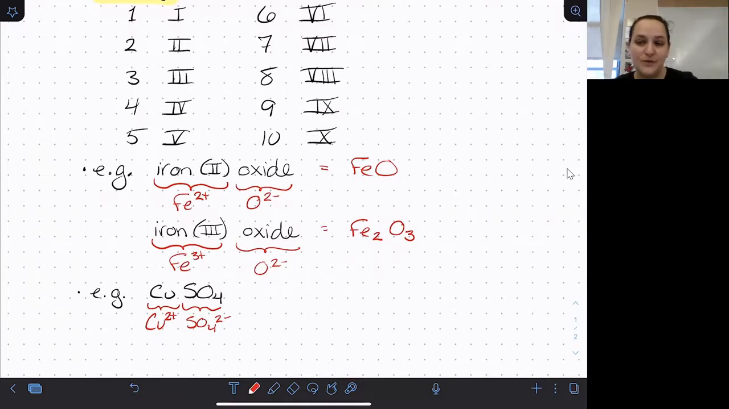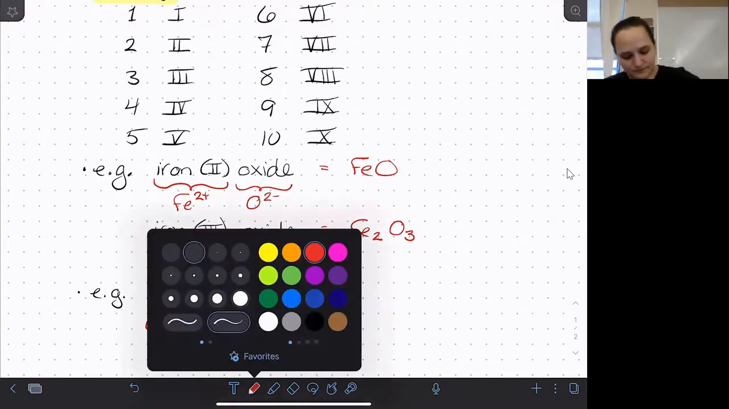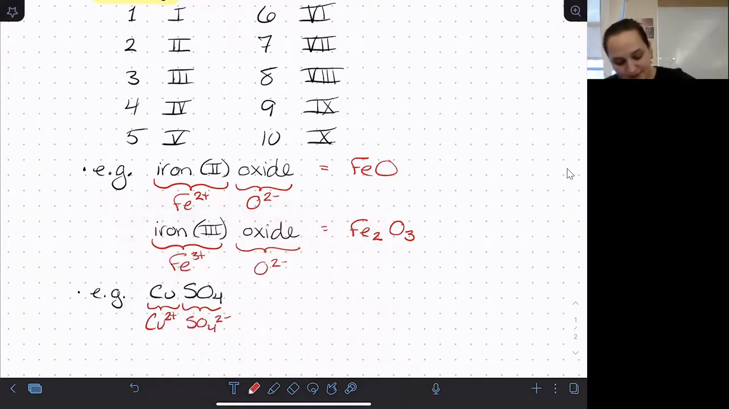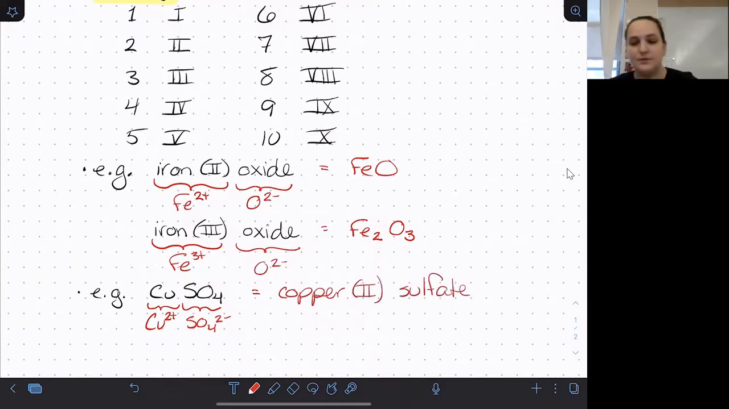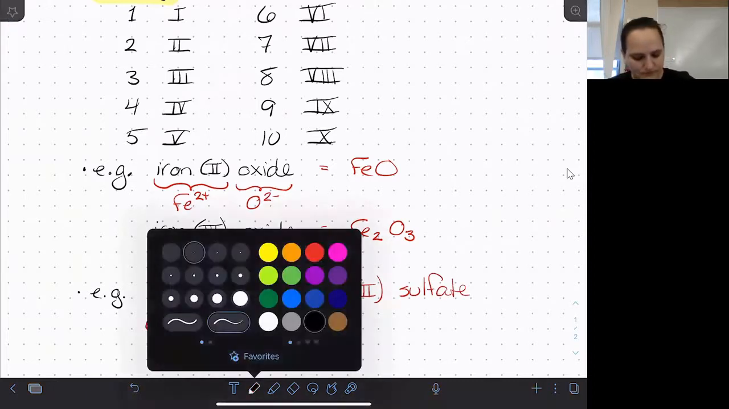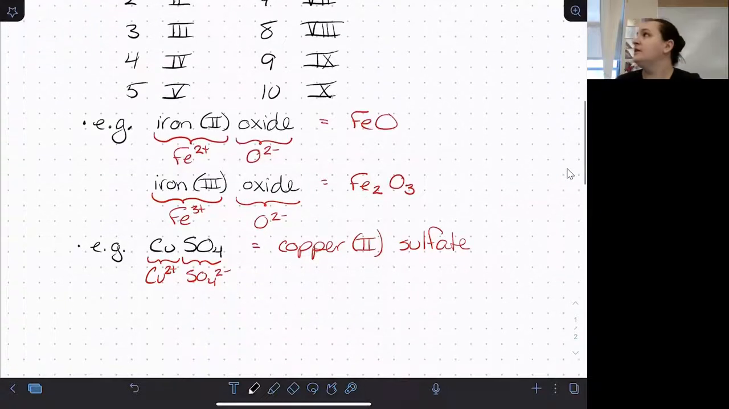So we can use the formula, if we're given that, to determine the charge on the cation, and then use that to name our compound. So since the charge on that copper ion is 2+, we would call this copper 2 sulfate. Let's do one more.